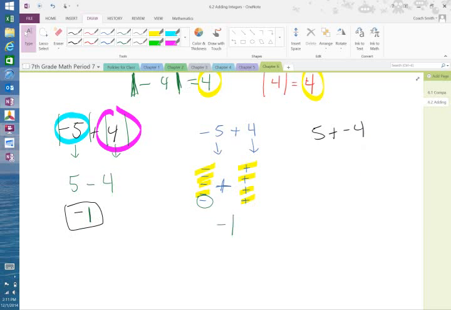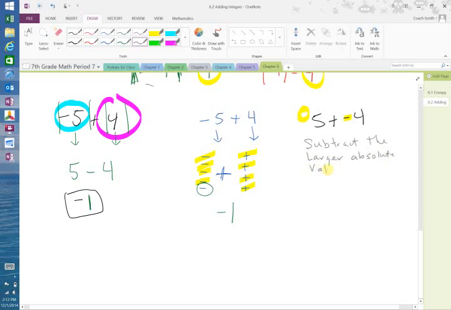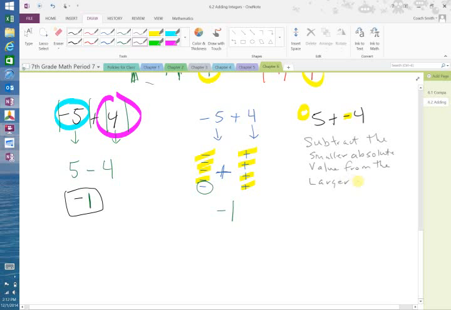5 plus -4. Once again, I have a positive and a negative. So I have to subtract the smaller absolute value from the larger absolute value.